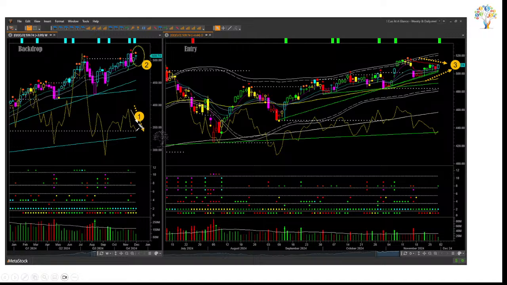QQQ underperformed the market. In the weekly, it has displayed bearish indecision at the top. Not a time I'd like to buy. Notice how the weekly daily are different from DIA and SPY.